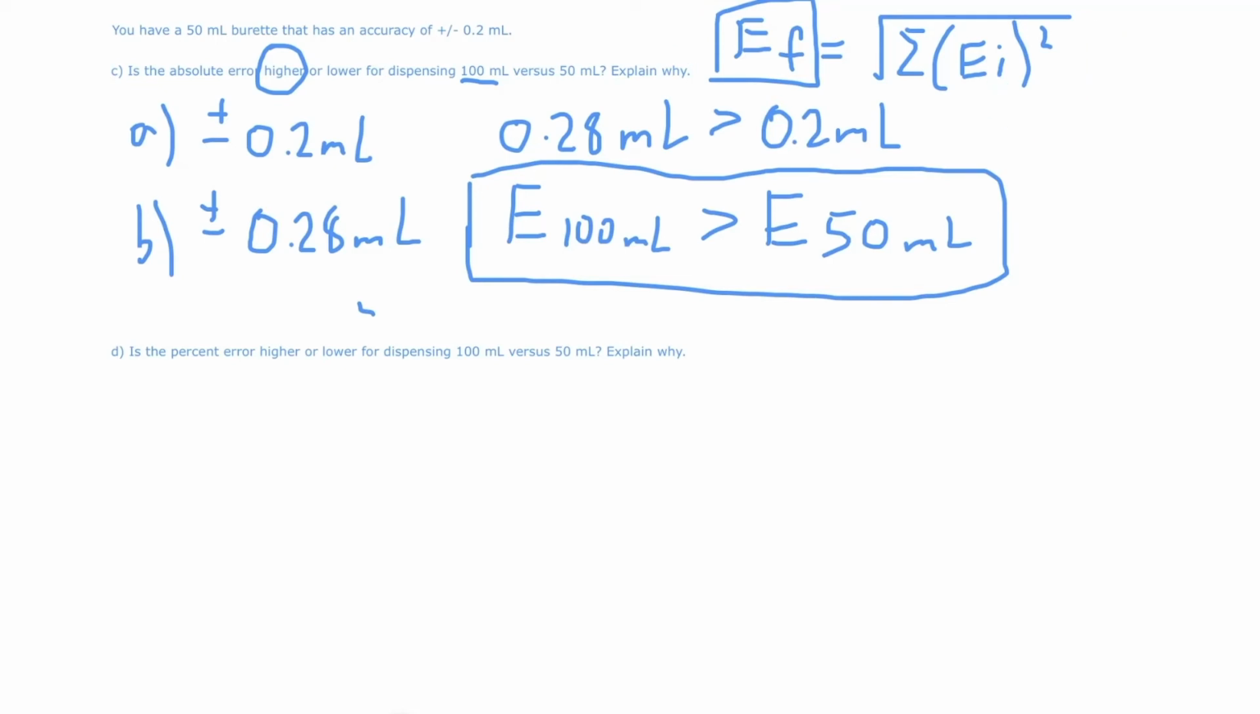Okay, so now let's go into part D. Is the percent error higher or lower for dispensing 100 milliliters versus 50 milliliters? Explain why. Let's think about the percent error for this problem. In part A, the percent error was 0.4%, and that was for the 50 milliliter. And in part B, the percent error was 0.28%, and that was for the 100 milliliter.